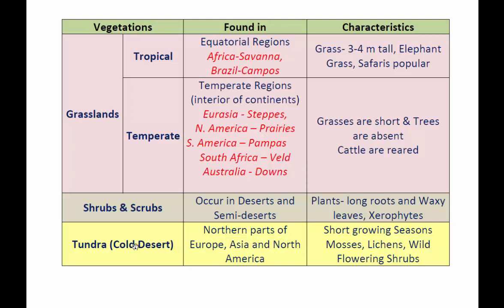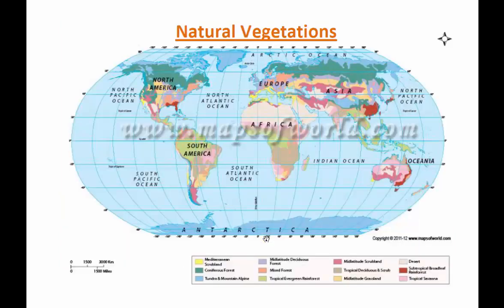Well, let's go to the next one. Tundra. Tundra is found in the cold desert. Okay, tundra is also known as the cold desert, which is found in the northern parts of Europe, Asia and North America. They have short growing seasons, and mostly their vegetations are mosses, lichens and wild flowering shrubs. You can see it from here, the upper part of this map, in the extreme northern part, in the polar regions.